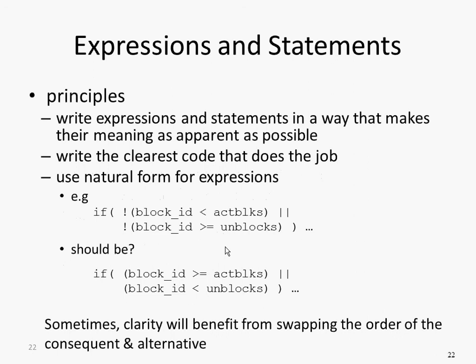I would argue that an even cleaner way to do this might be to have a function. If you're doing this a lot in your code, you could have a function called is in range, and give it block ID, and give this as the lower range, that as the upper range. And it would take care of this, and you would just say if is in range block ID, comma ACT blocks, comma UN blocks, and it would figure out whether it's in that range, and you wouldn't have to look at this expression.